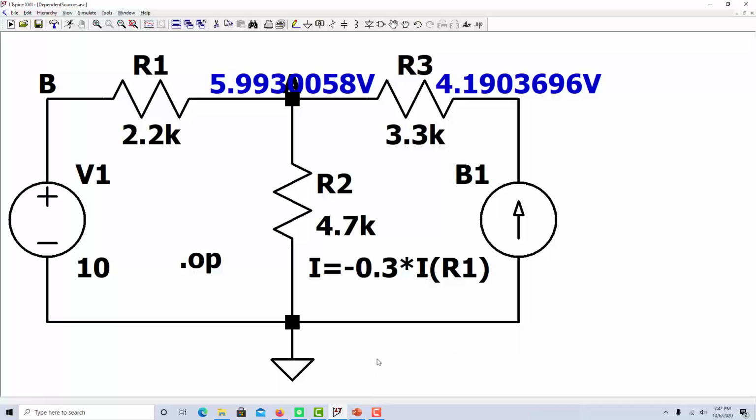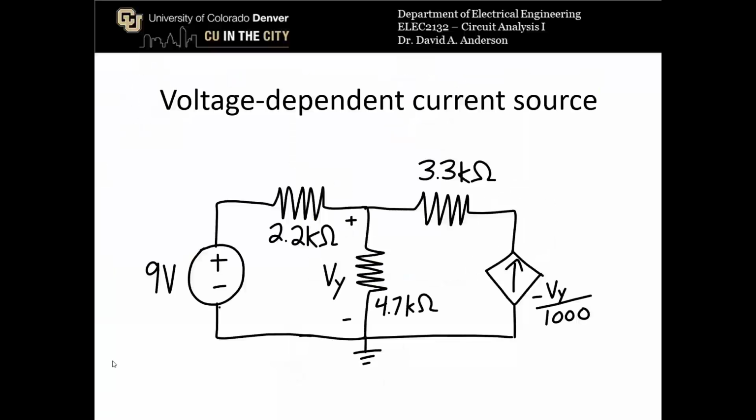Okay, we have one more dependent source left to configure. The last dependent source that we have to worry about is a voltage-dependent current source. So now I'm going to write a new voltage in this circuit. V sub y is across the 4.7 kilo ohm resistor, and the current source that's dependent on it is minus Vy over 1000. So let's go back to LTSpice and configure that.